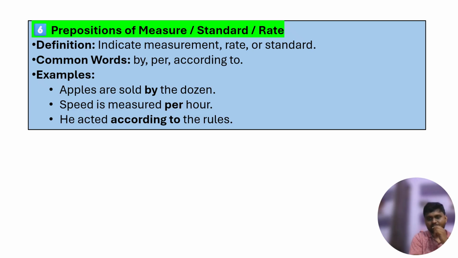The sixth type of preposition is preposition of measurement, standard, and rate. Here we indicate measurement, rate, or standard of something. The commonly used words here are by, per, and according to. For example, apples are sold by the dozen. Speed is measured per hour. And the last one is he acted according to the rules.